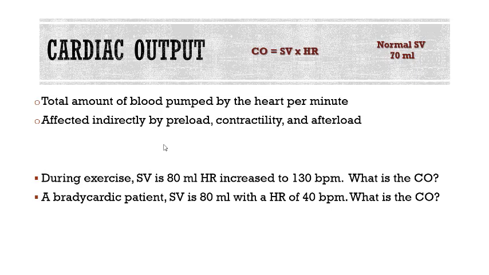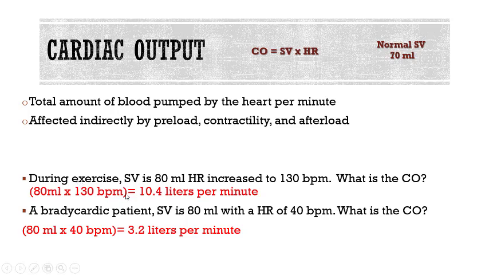And then the next thing that I have is a bradycardic patient, so with a low heart rate, who has a stroke volume that's also 80 mils. So I gave them the same stroke volume, but your second patient only has a heart rate of 40 beats per minute. So what is the cardiac output? You can pause it if you want and do the math and see what you get for the numbers.